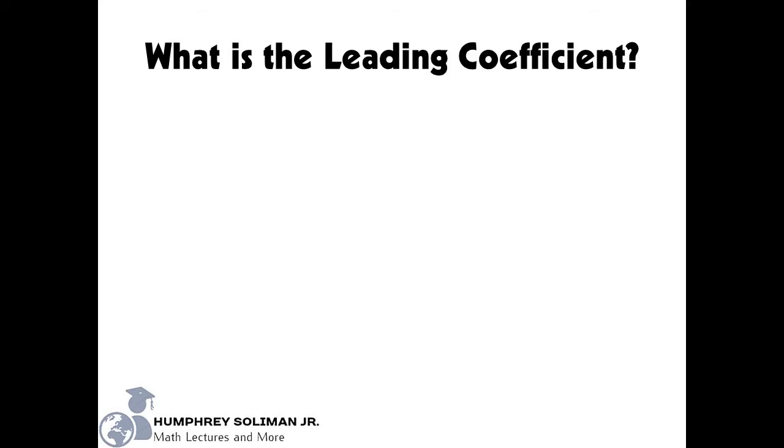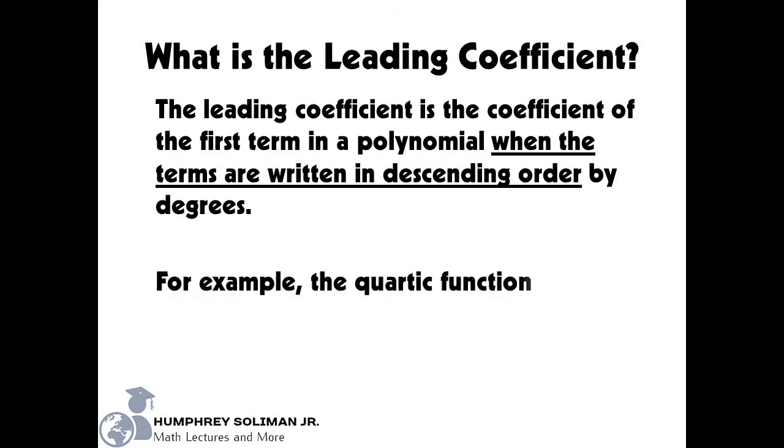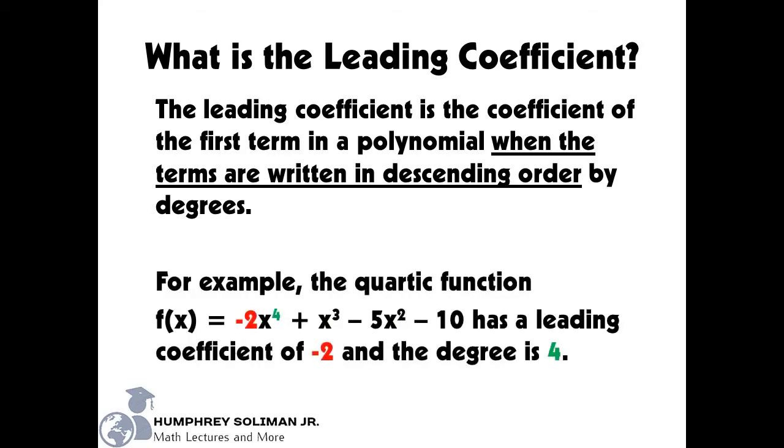Next, what is the leading coefficient of a polynomial function? The leading coefficient is the coefficient of the first term in a polynomial when the terms are written in descending order by degrees. For example, the quartic function f(x) = -2x⁴ + x³ - 5x² - 10 has a leading coefficient of -2, and the degree is 4.